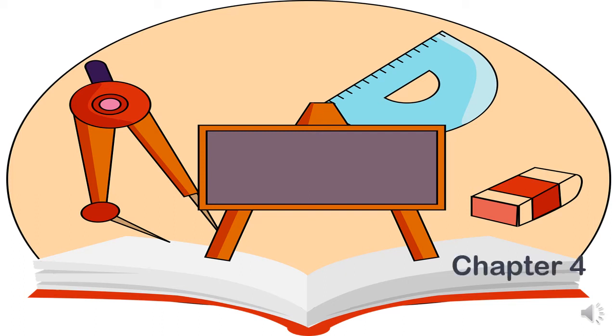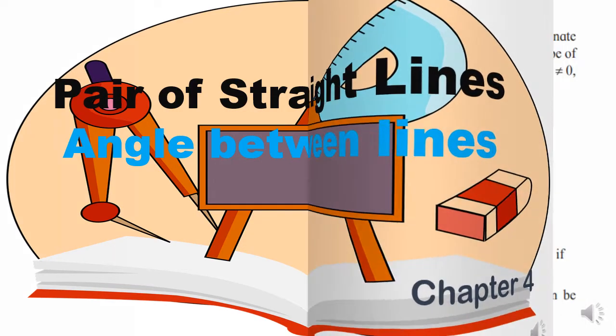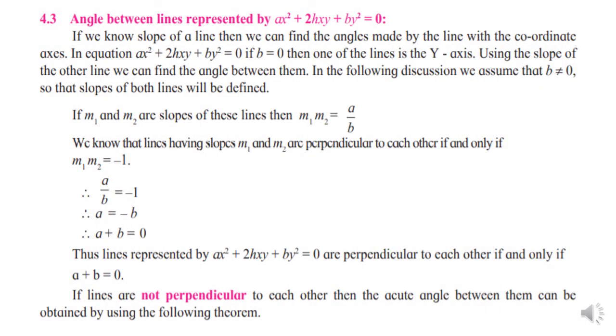Hello students, in chapter 4, that is pair of straight lines. In this lecture, we are going to cover the concept of angle between lines. Consider the general equation ax square plus 2hxy plus by square is equal to 0.